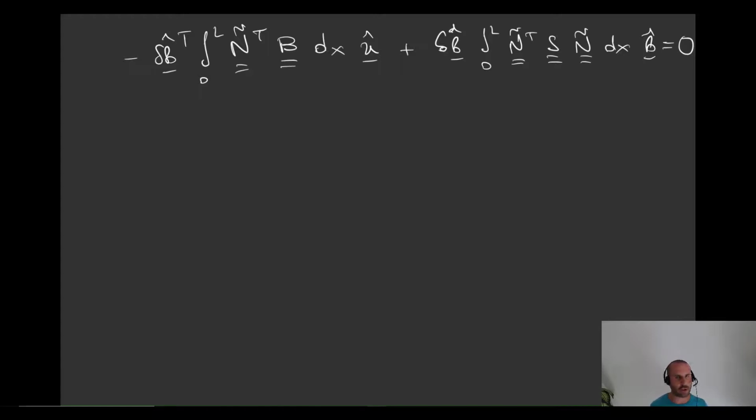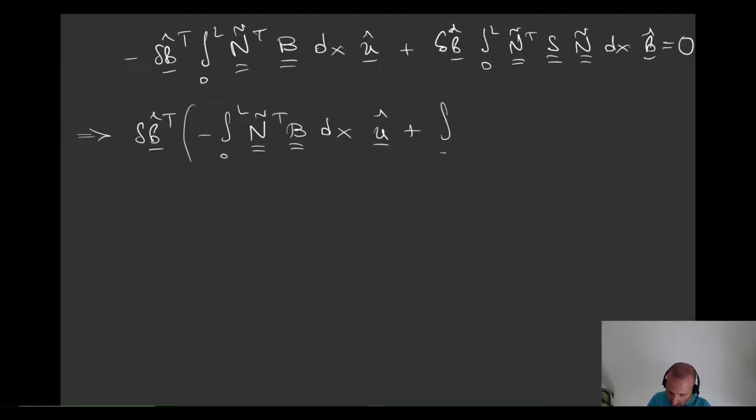So basically the reaction transverse shear forces and the reaction bending moments. Therefore, we can actually go ahead and factor out the virtual degrees of freedom. So delta beta vector transpose all can be multiplied with minus integral from 0 to L and shape function matrix associated with the secondary unknowns transpose times B operator dx times U hat plus integral from 0 to L n tilde transpose times compliance matrix times n tilde transpose dx times beta is equal to 0.